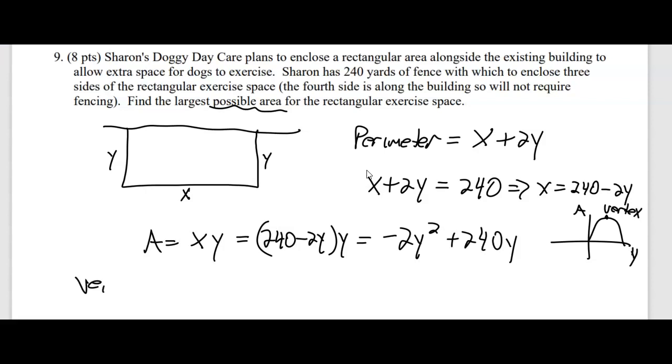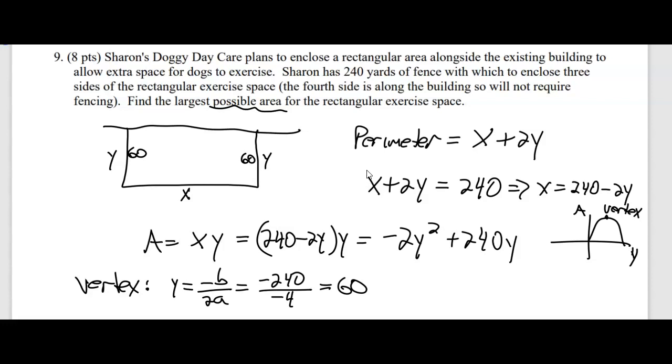So the vertex, usually it's x equals, but in this case the variable is y, so y equals negative b over 2a. The b is 240, so that's negative 240 divided by 2a, which is negative 4. And 4 goes into 24 6 times, negatives reduce, 60. So y is 60. And for the x, let's see, find the largest possible area. We actually don't need to find the rest.